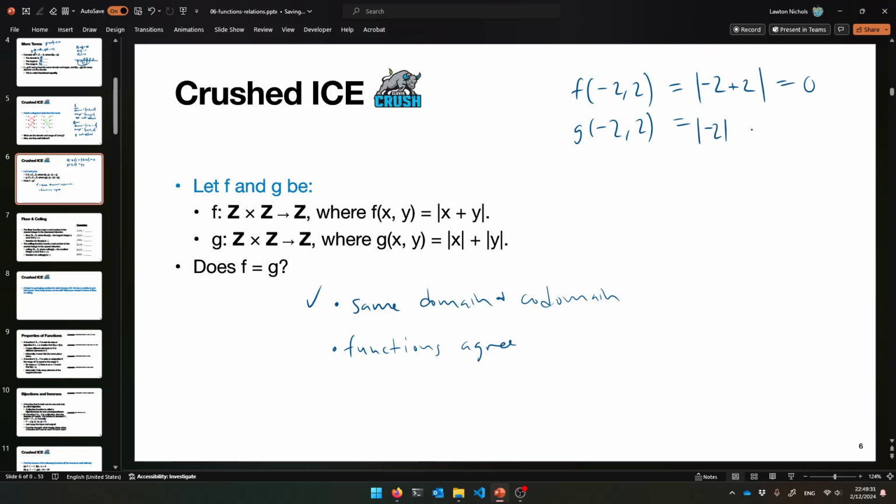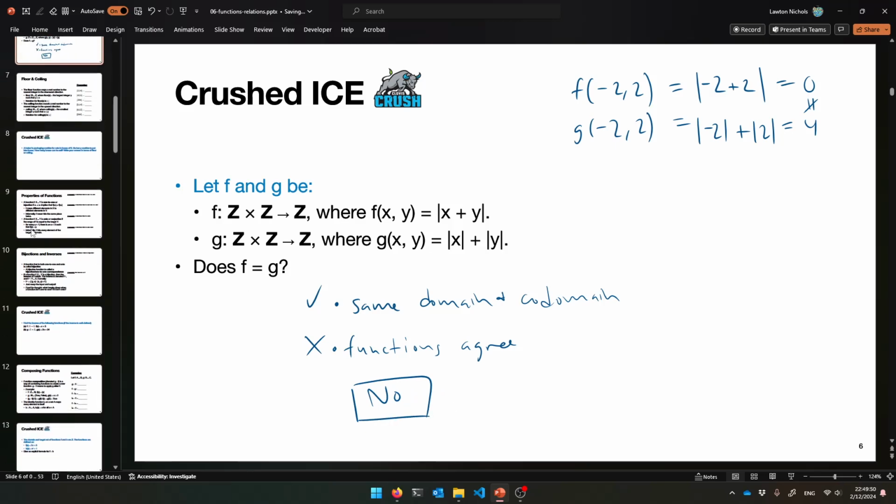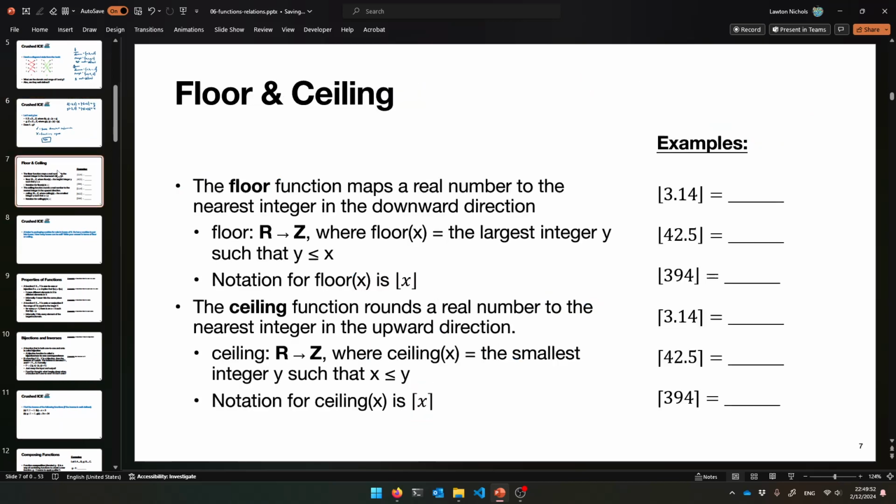So -2 absolute value, +2 absolute value, then add them. That's, of course, equal to 4. And those are not the same. So the functions do not agree. And so that does not check out. And therefore, the answer is no. These functions are not equal. Okay? I hope that makes some sense. So that's what's going on there. Let's keep on talking about some more definitions now.